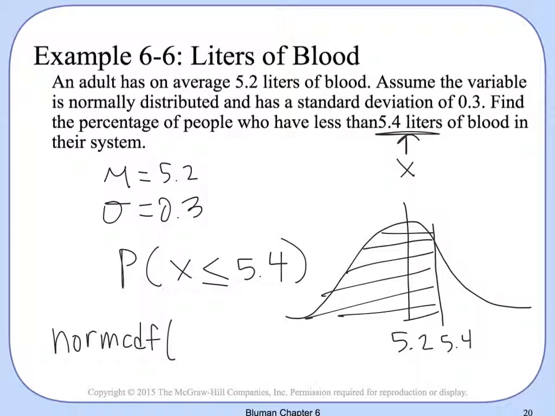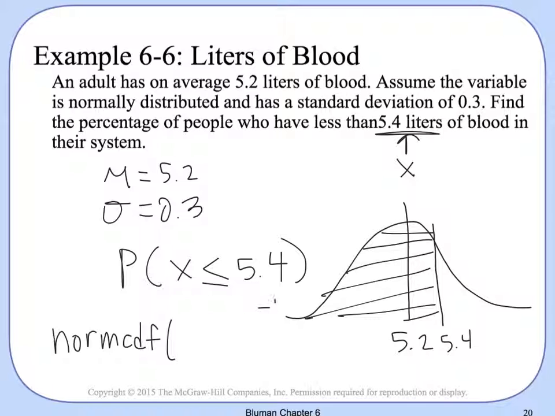What's my low value? If I want everything less than 5.4, what do I put in for low? Oh gosh, Mrs. Tapper, nobody can have less than 0 liters of blood. Right, I agree. In fact, this graph isn't going to go even down to 0 because nobody can have less than certain amounts of blood or you're dead. But in theory, this curve goes forever, right?